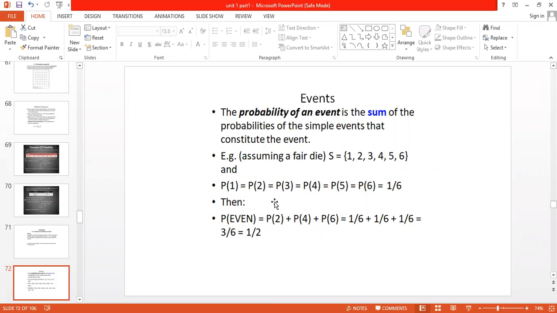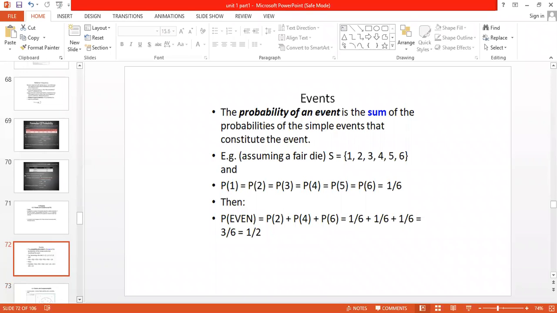Now what is the probability of getting an even number? So what are the possible outcomes here? 2, 4, 6. Then the probability of getting an even number will be probability of 2 plus probability of 4 plus probability of 6. Probability of 2 is 1 by 6. Probability of 4 is also 1 by 6. Probability of 6 is also 1 by 6. So the probability of getting an even number will be 1 by 2.